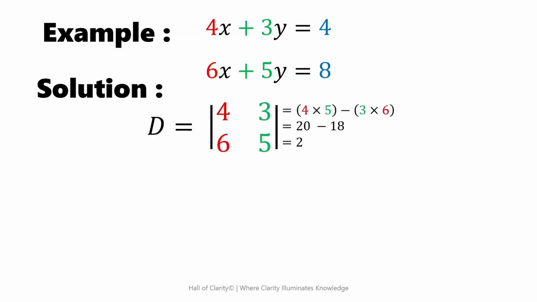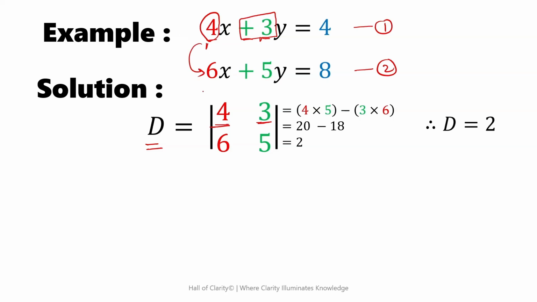So first we will find the value of D. So determinant D, we all know that the first row consists of coefficients of x and y from equation number 1. So this is equation 1 and this is equation 2. So the coefficient of x in equation number 1 is 4 and of y is plus 3. So I will write this 4 and plus 3 in the first row of determinant D.